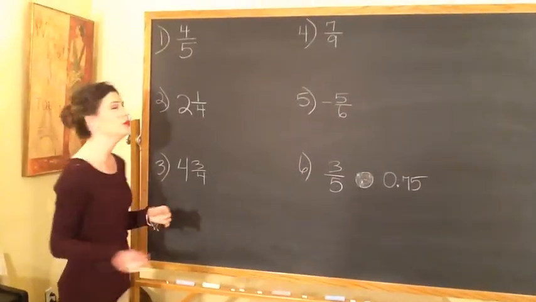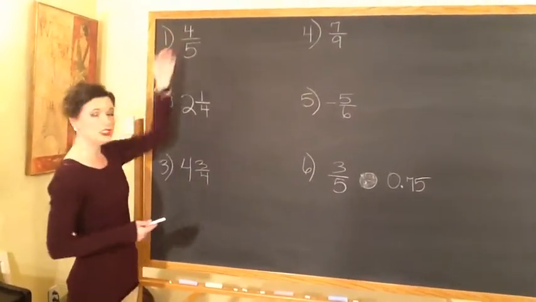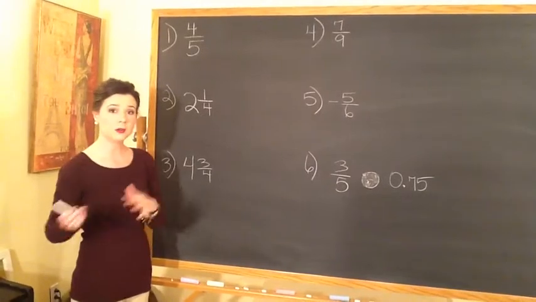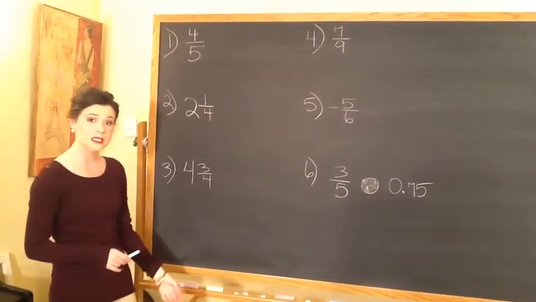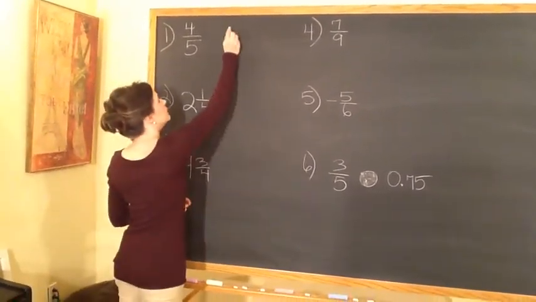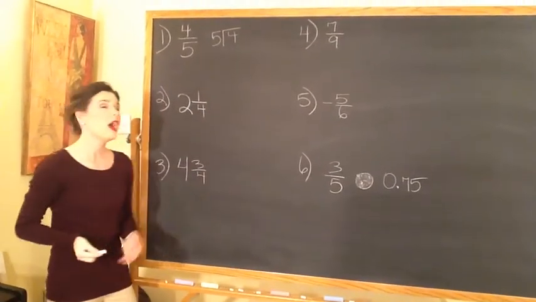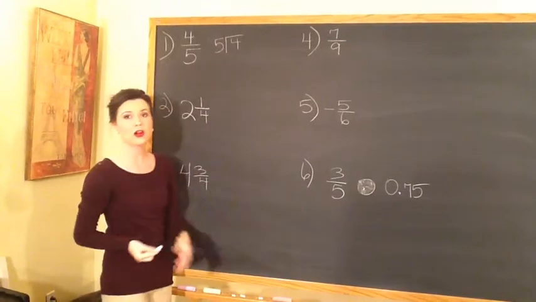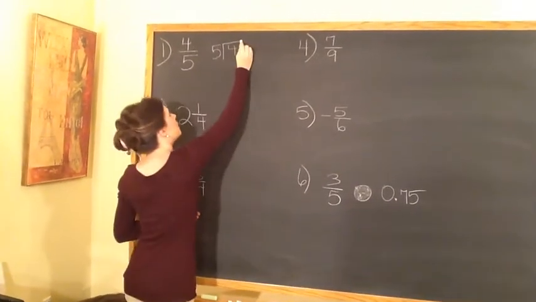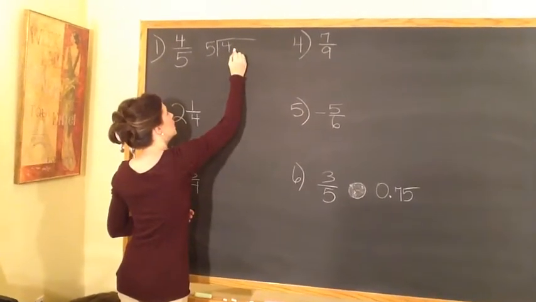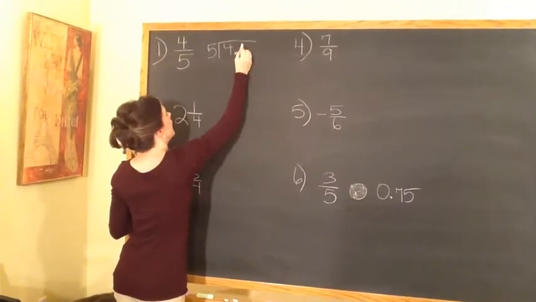Okay, let's look at example number 1. We have the fraction 4/5, and we're going to change it from a fraction into a decimal, which means we need to divide. So we're going to divide 4 divided by 5. How many times does 5 go into 4? It doesn't. So that means we are going to add a decimal and add a 0.